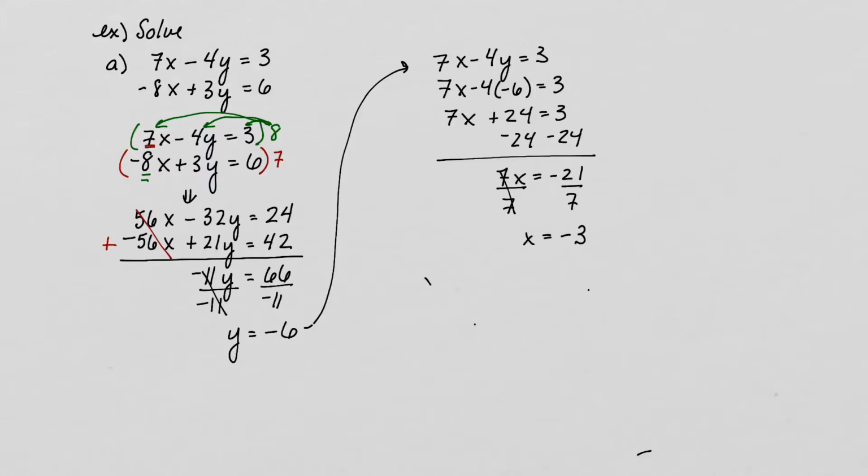And so my answers here are x equals negative 3, y equals negative 6, or again, you could write it as that ordered pair, negative 3 comma negative 6. Okay, so I have one more of these to show us.